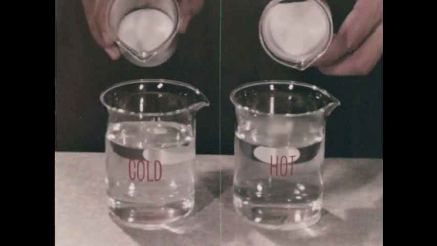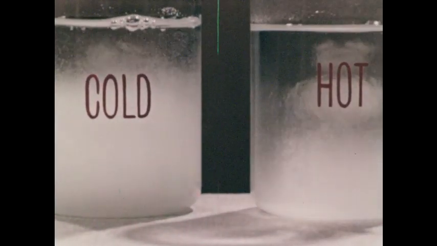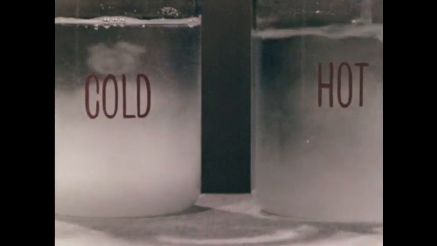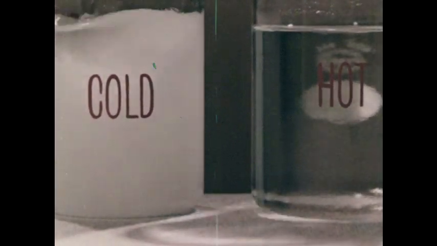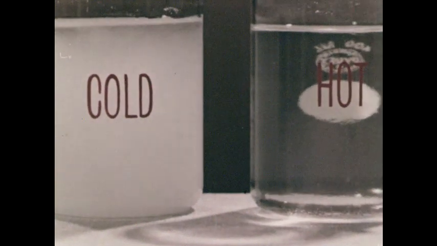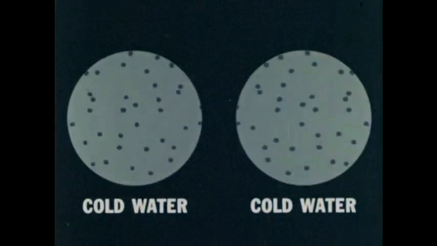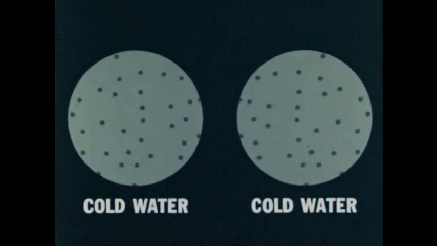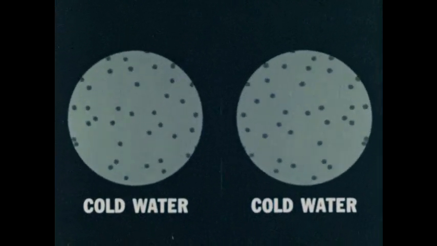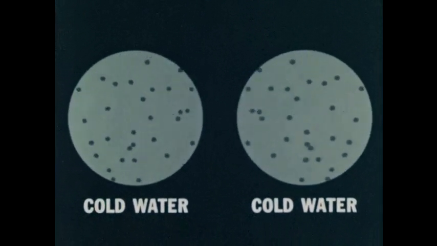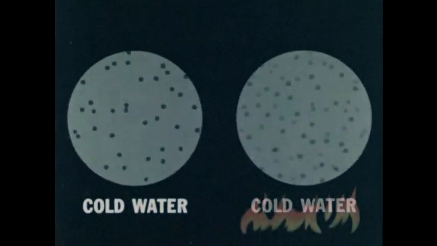What do you think will happen when we add equal amounts of sugar to equal amounts of cold and hot water? Watch. You can see the result. The sugar dissolves faster in the hot water. But why does it? Remember, we have said that molecules, the tiny particles of which materials are made, are constantly moving. Here's something else. When you apply heat to these moving molecules, they move even faster.